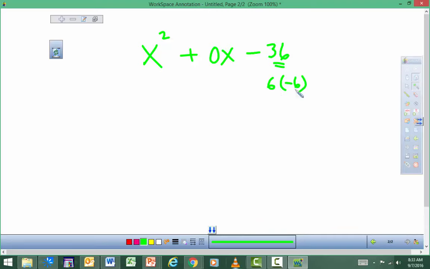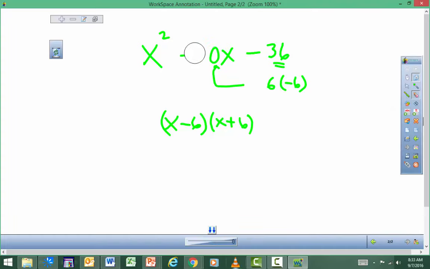One would have to be 6, one would have to be negative 6, and that's the only way we're going to get 0 in the middle. And that's kind of how these things work. So we end up with x minus 6 and x plus 6. And so now, normally when we're factoring a difference of two squares, we don't write this in here, and we leave that part out. And you see this. Alright, let's pause.